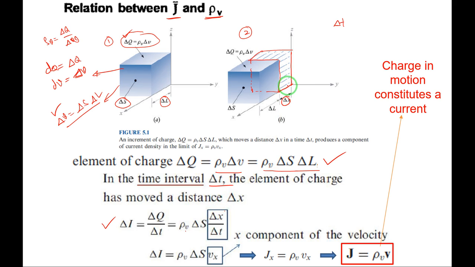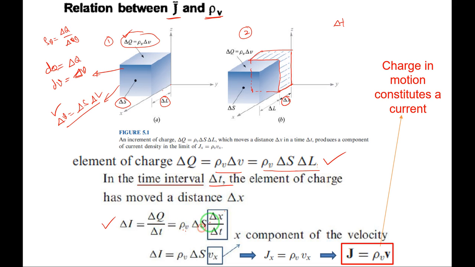Means there is a rate of decrease of positive charges. Earlier there was a charge here from here to here, but it has moved to distance of delta x. This has been shifted, so there is a rate of decrease of positive charges in this area, the flow of charges. Rate of decrease of positive charges. So delta q is equal to rho v into delta s, don't take delta l, you take delta x.